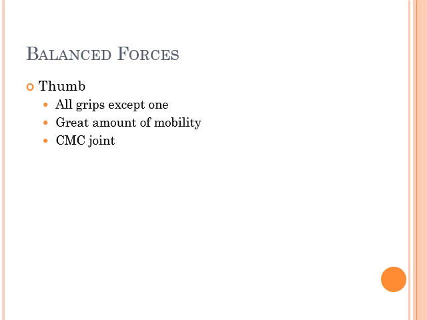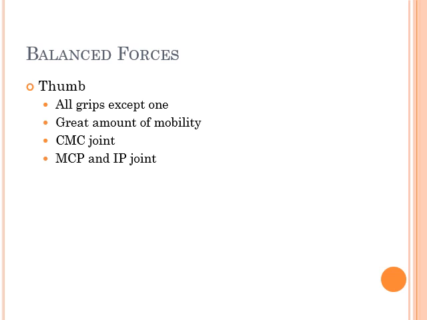Remember, opposition is when you bring the thumb across the hand to the fifth finger. So that's an important thing to note at the thumb. Again, adduction and abduction, opposition and reposition occur at the CMC joint. Again, the MCP at the thumb is more stable than the other MCPs because of the fact it is a hinge joint.